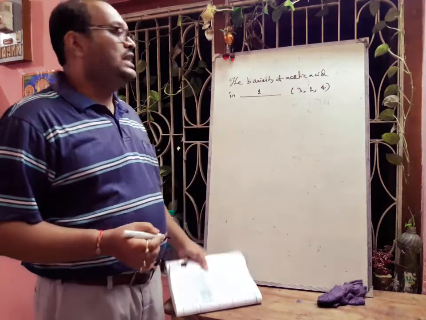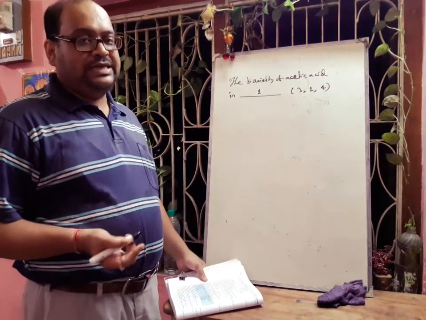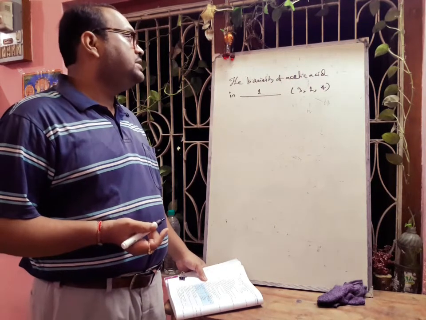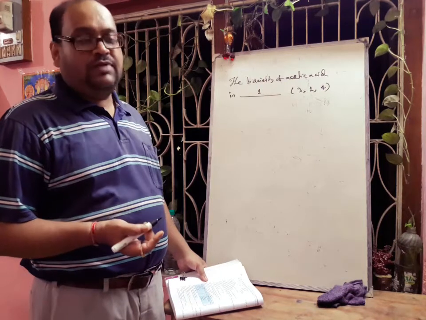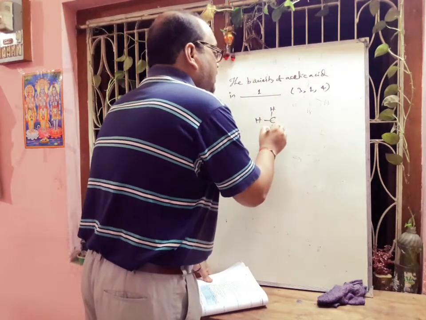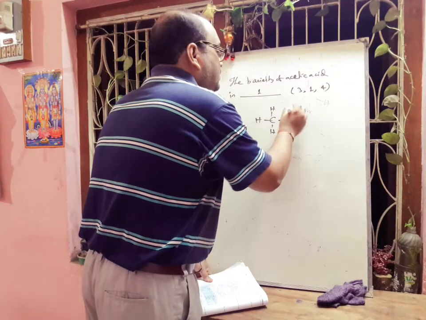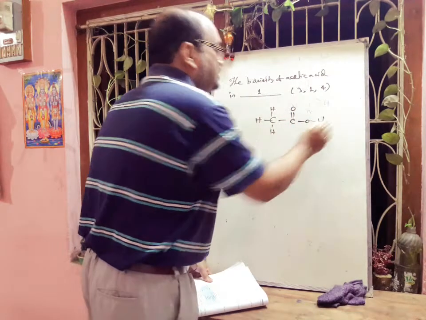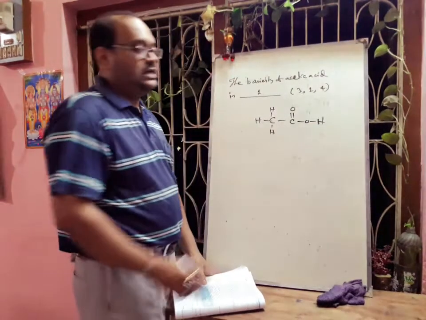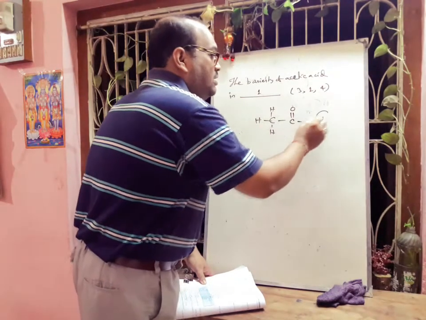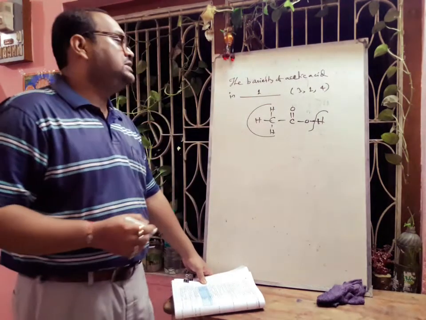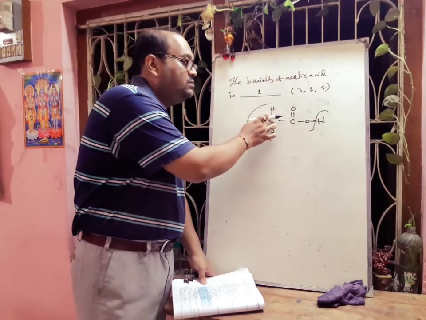Because you know that acetic acid is a monobasic acid and it contains only one replaceable hydrogen. So the basicity of acetic acid will be 1. If you draw the structure, then you can understand better. This is the structure of acetic acid. With this oxygen, only one hydrogen atom is attached, so this is the replaceable hydrogen. But these hydrogens are not replaceable because they are attached to a less electronegative atom, that is carbon.